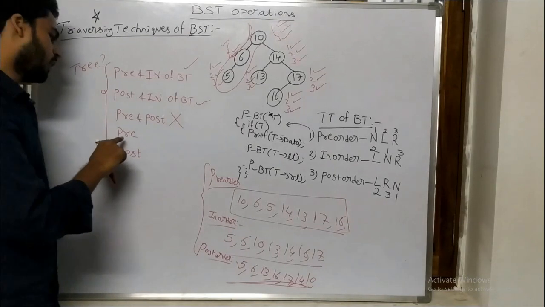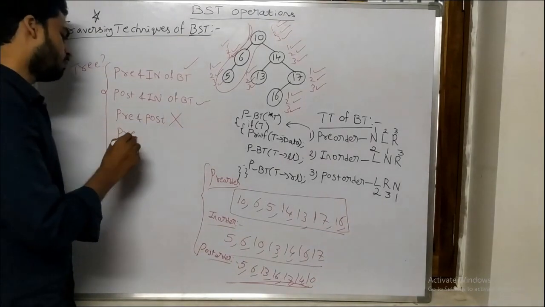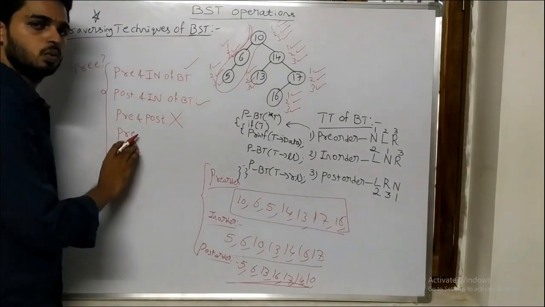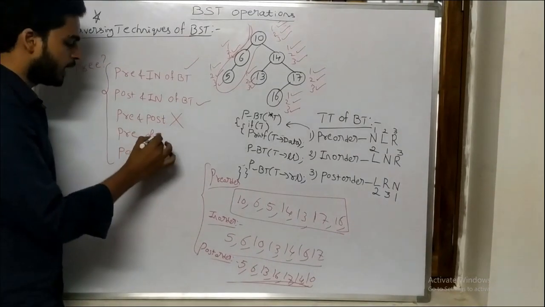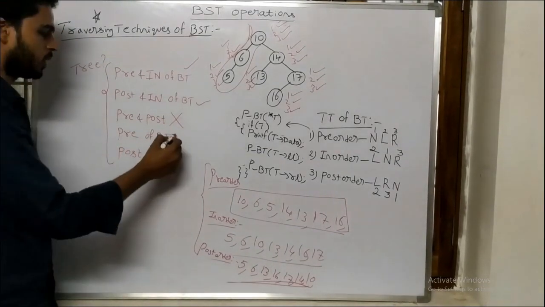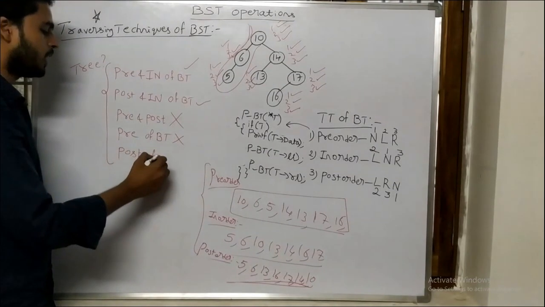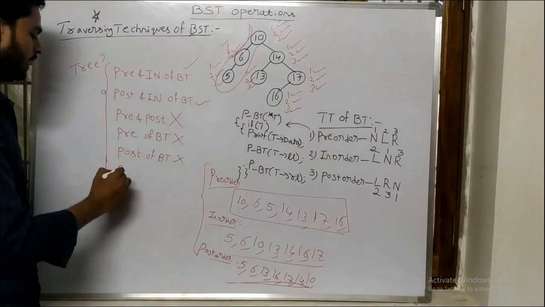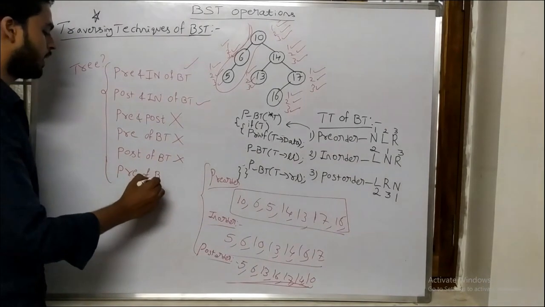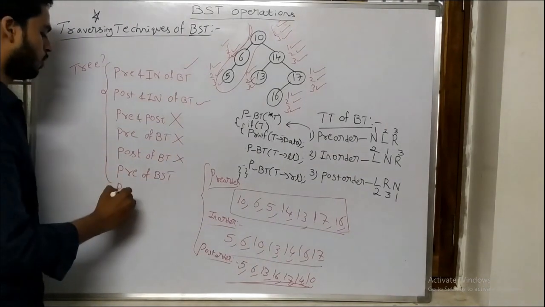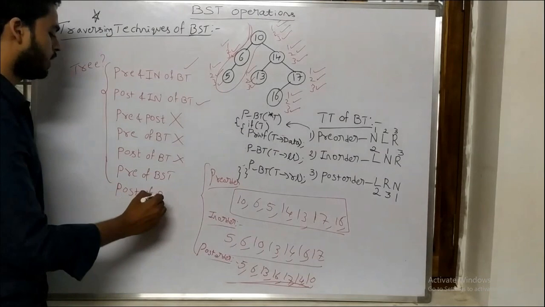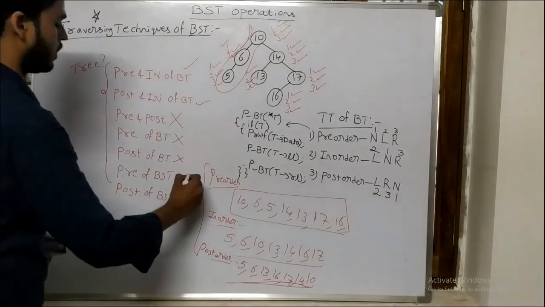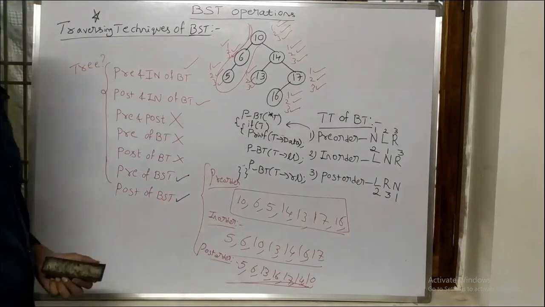And can we construct a tree with the help of only pre-order? No. Pre-order of a binary tree, if they have given, no, we cannot construct. If they have given post-order of a binary tree, we cannot construct. If they have given only pre-order of a binary search tree, or only post-order of a binary search tree, here these two are important. Yes, we can construct.